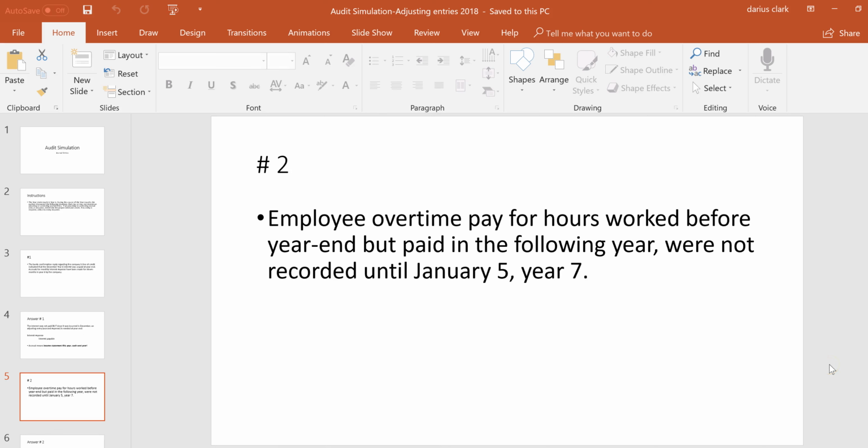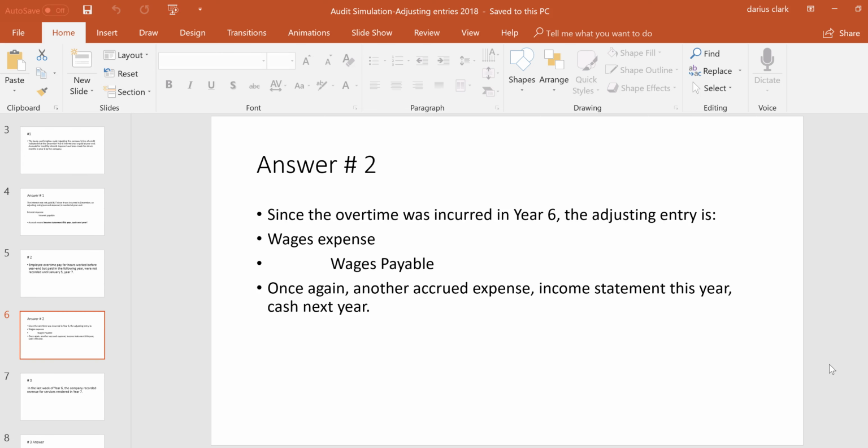Number 2, employee overtime pay for hours worked before year end, but paid in the following year, were not recorded until January 5th, year 7. So this is overtime pay. Employees worked before year end, but they didn't get paid their overtime until after year end, and these entries were not recorded until January 5th, year 7. But since the overtime was incurred in the year under audit, what should the entry have been? Additional salary expense and accrued salary. Yes, wages expense debit, credit wages payable.